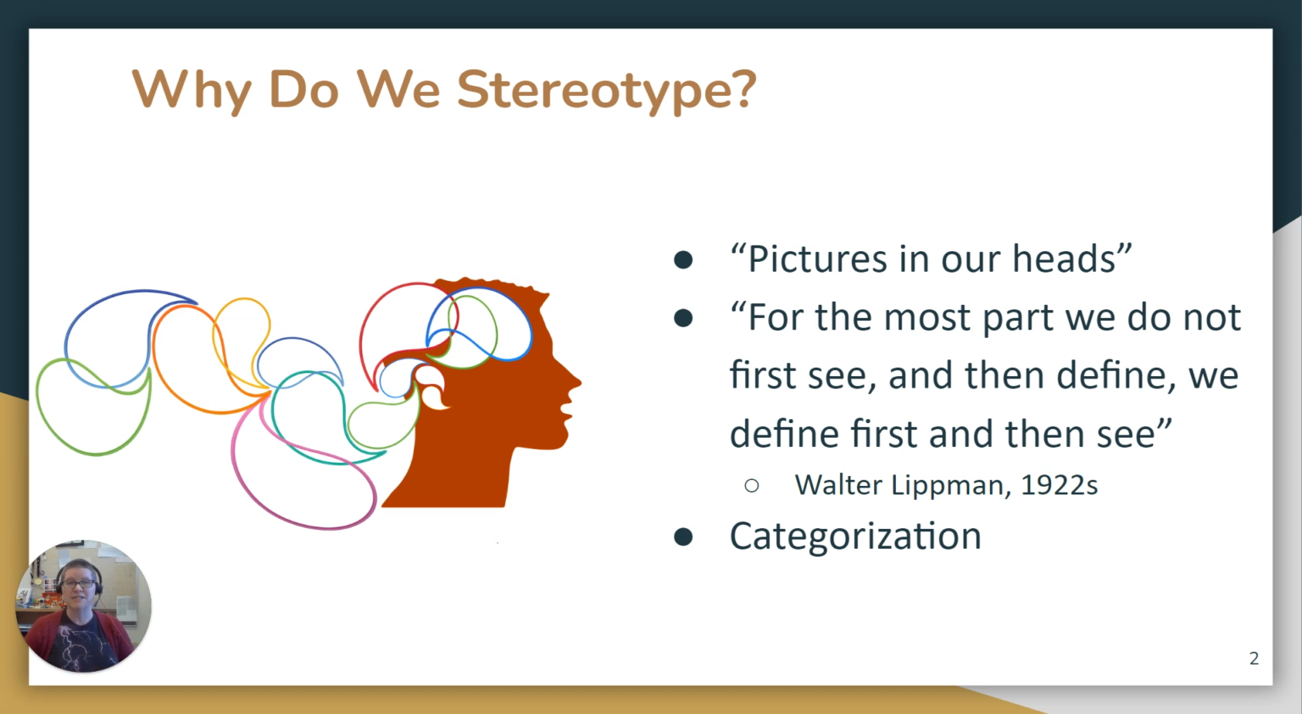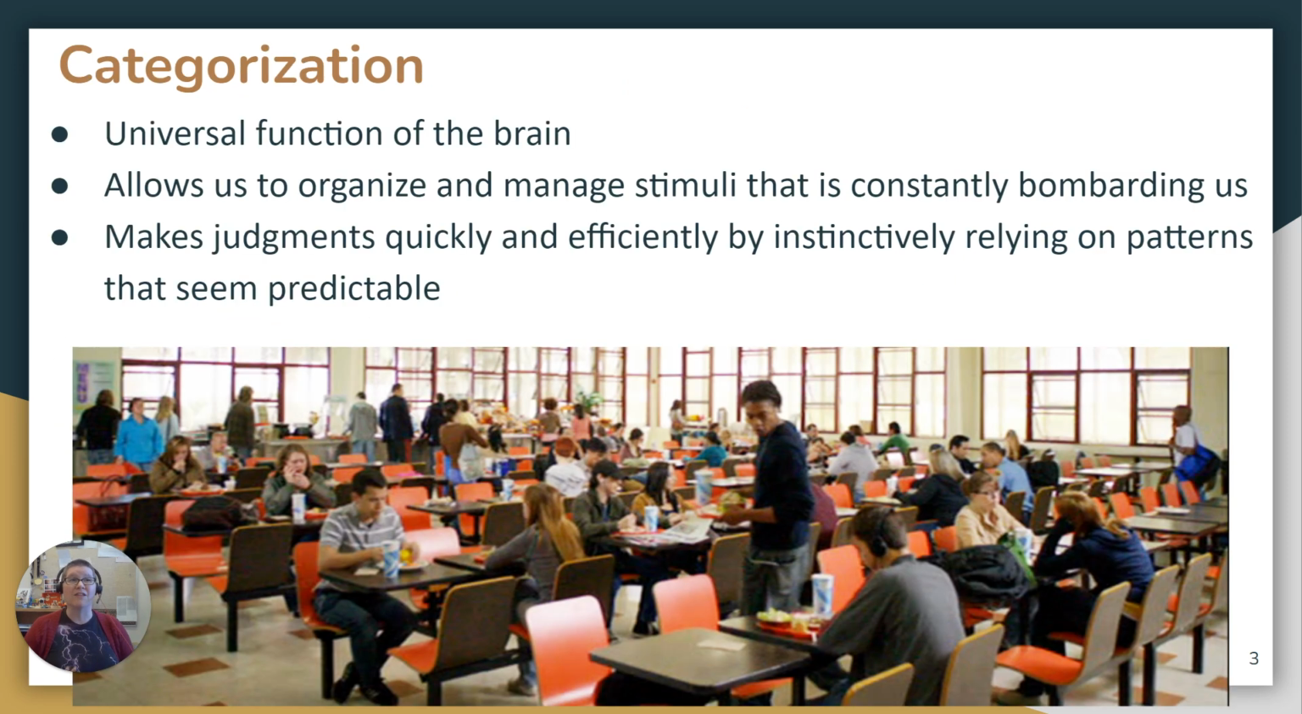So categorization is a huge part of biology, evolution, and how our brains work. There's a lot of evidence of this. So it's really a very universal function. It allows us to organize and manage stimuli that are constantly bombarding us.